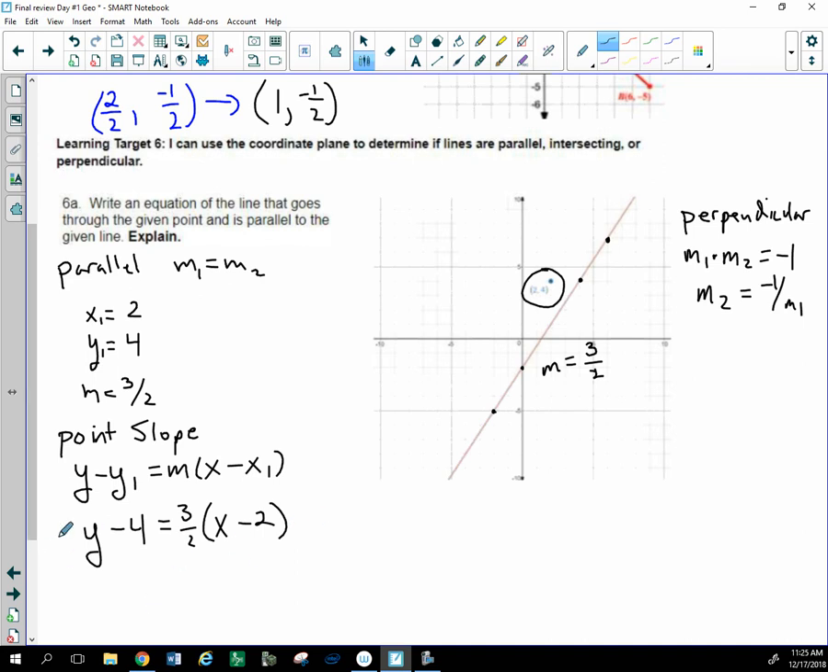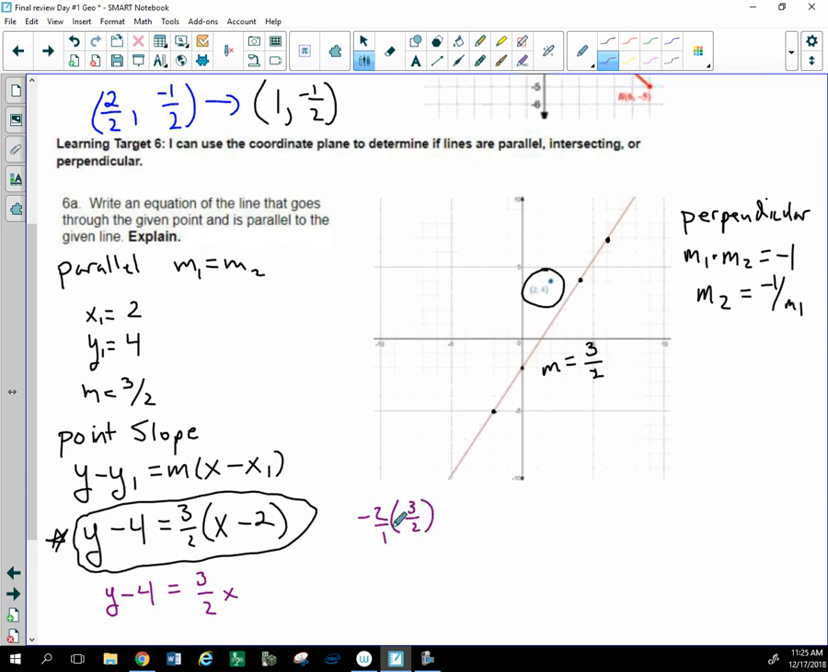Now, this is an okay equation. If you gave that to me on the test, I would be perfectly happy with it. But if you want to go to slope-intercept form, or maybe you did slope-intercept form originally and want to check that you get the same answer, I'm first going to distribute my 3/2 to my x and my negative 2. So I get 3/2 x, and 3/2 times negative 2 is negative 6 over 2, which I can reduce to negative 3. So my equation looks like that.